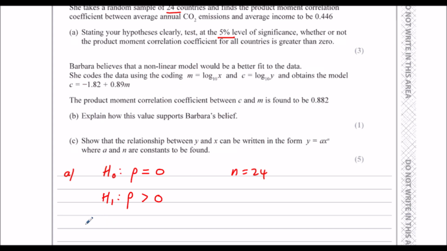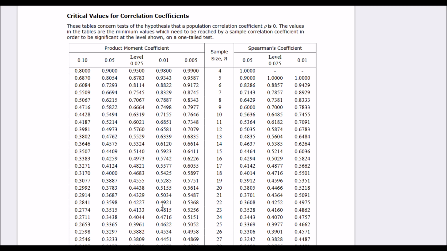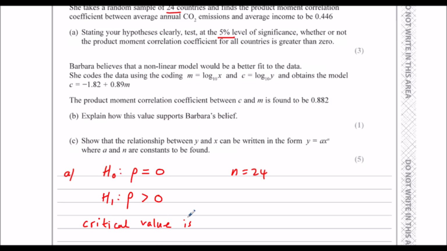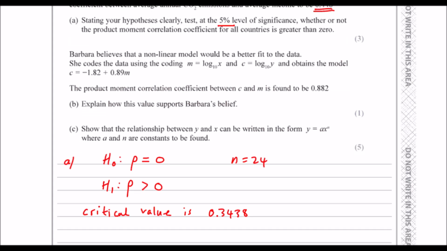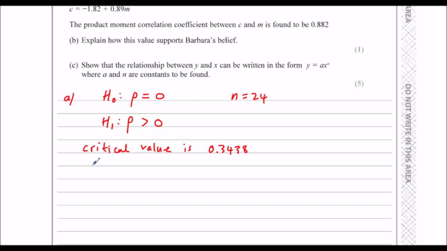So the critical value at a 5% significance level is 0.3438. And we've got 0.446. So it's above the critical value. So it's in the critical region. So 0.446 is bigger than 0.3438. So it's in the critical region. We can reject H0, reject the null hypothesis, and accept H1.